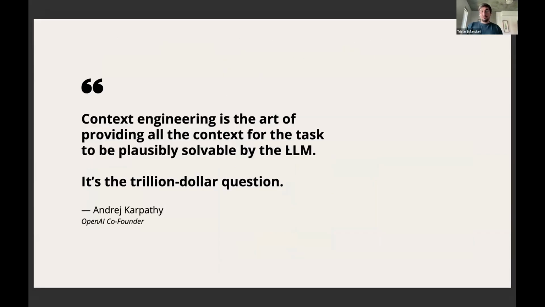This is a really great quote from Andrej Karpathy, the OpenAI co-founder who really was the genius behind the novel architecture of generative pre-trained transformers. Context engineering is the art of providing all the context for the task to be plausibly solvable by the LLM. Honestly, that is the trillion-dollar question that companies today are facing. That is why most companies are failing at artificial intelligence, deploying it at the medium level in the lower ranks. It's the lack of context on a day-to-day basis.